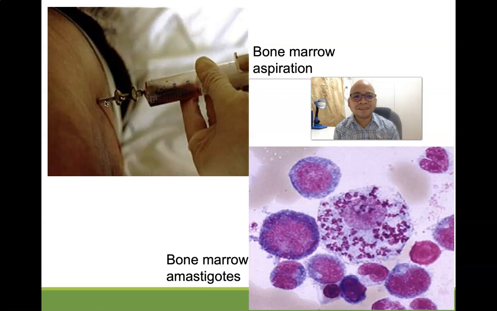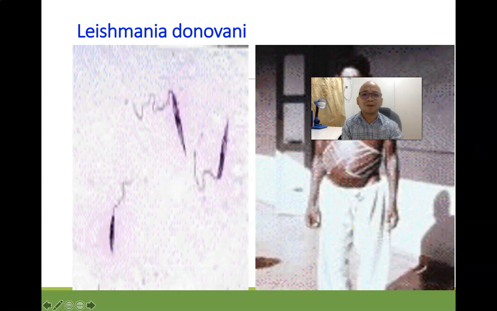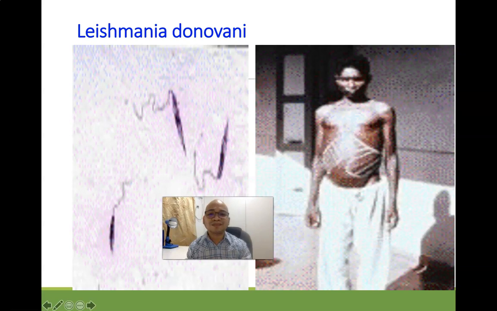And here's how the bone marrow amastigote would look under the microscope. This is an example of a macrophage, and you'll see several amastigotes inside the cell, again intracellular. Here's an example of a man whose liver and spleen are enlarged because of Leishmania donovani.